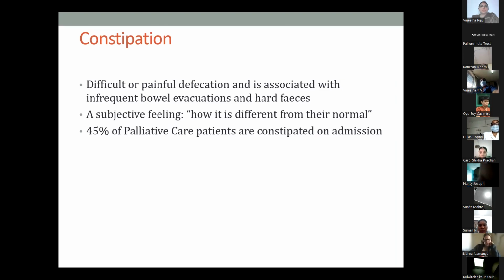Now, constipation. Coming on to constipation, when will you tell that a patient is constipated?